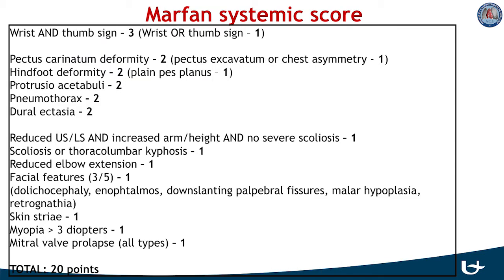If all these signs and symptoms are scored, a total of 20 points can be obtained, and the systemic score is fulfilled when 7 or more points are obtained.